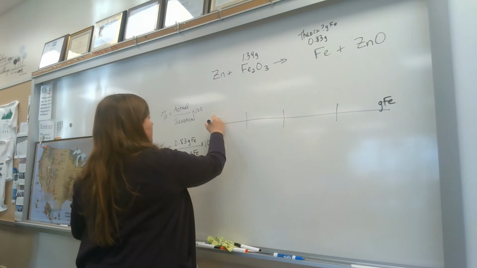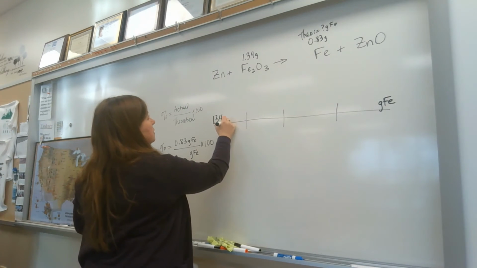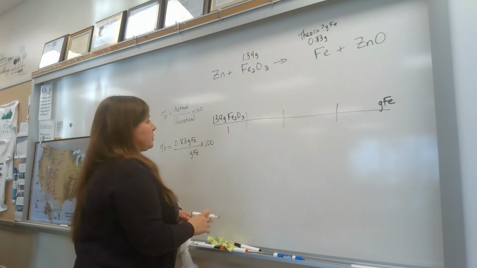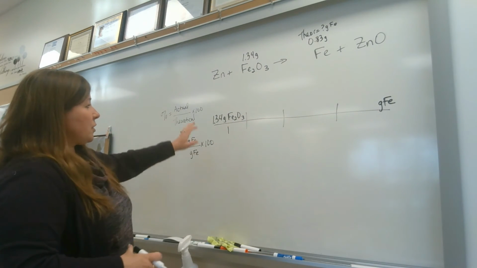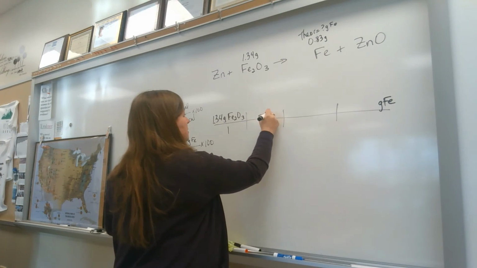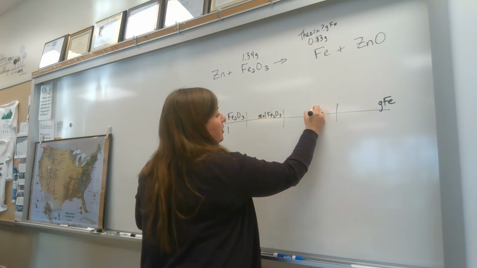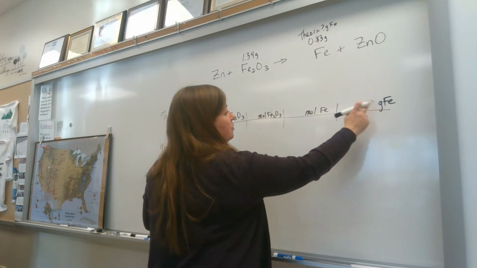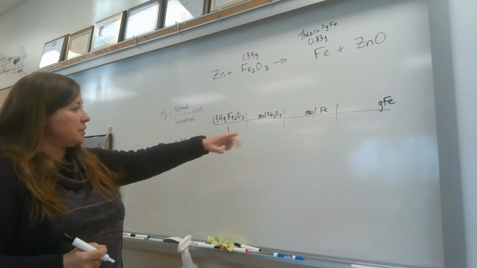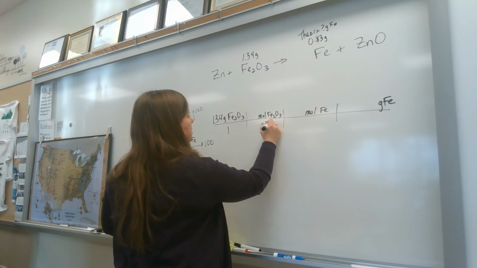We're starting with 1.34 grams Fe2O3. That's going to be a 1. We know we're going grams of this substance to moles of the same substance, to moles of our new substance, to grams of our new substance. And then we can fill in our bottom units by making sure that the units will cancel.